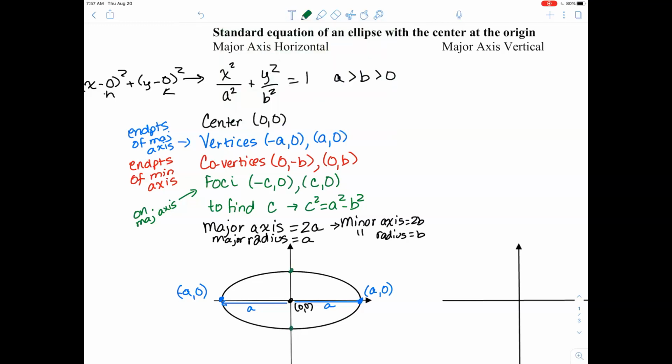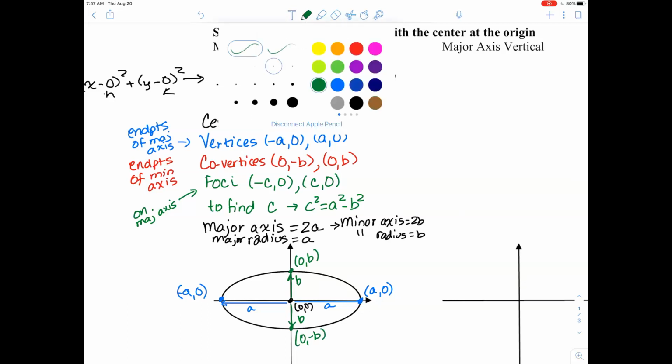Okay? And then our minor axis is here. It's the shorter axis, right? So if we go up from here to here, we're going up B. Then we're at x equals 0, and we went up B units. So that's our minor radius there, up B. Our minor radius down B, that would take us to 0, negative B. Okay? Now, all we need to do is identify the foci here.